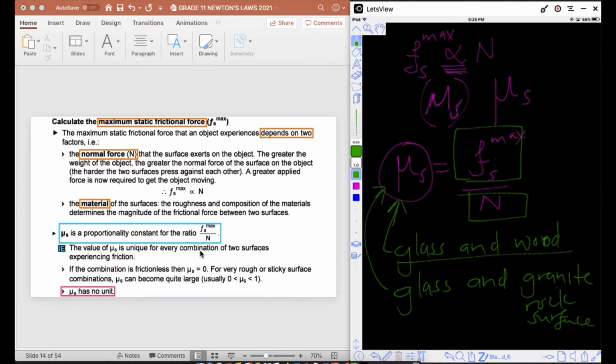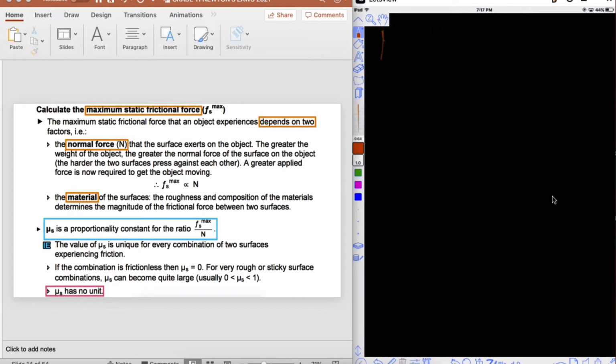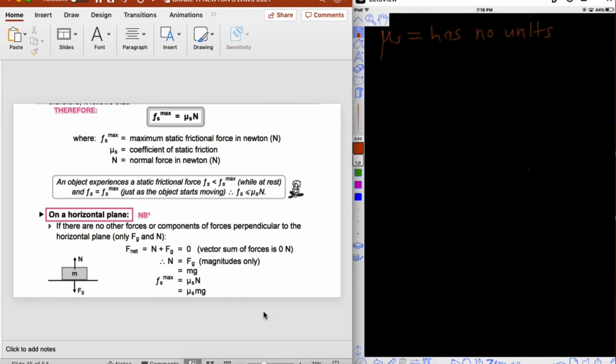So the value of mu s can only be equal to 0 if there is no friction. If there is no friction between two objects, then the value of mu s will be equal to 0. However, you must know that the values of mu s are only between 0 and 1. In other words, if ever you're doing a calculation and you find out that you get a value that is greater than 1, then automatically you must know there is something wrong with your calculation somewhere. Your values are always supposed to be between 0 and 1. Please note that the coefficient of static friction has no units. Doesn't have any units.